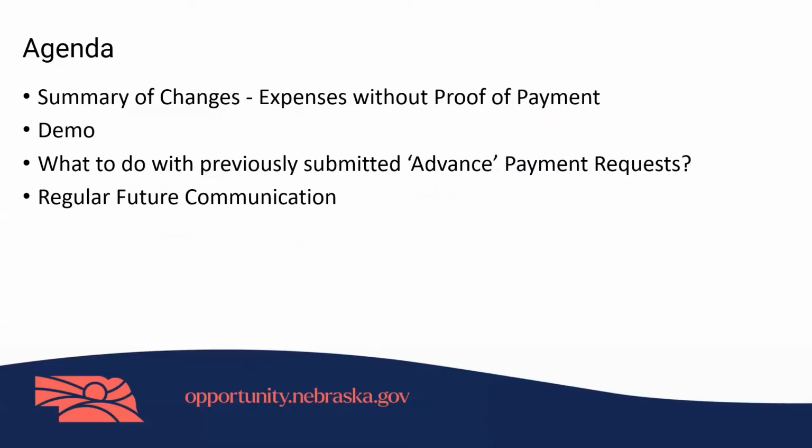Our agenda today is to go over the summary of the changes from what we had done before to what we're going to do now when you don't have proof of payment for your expense. Then we're going to do a demo so you can see the entire process. Then we'll go over, if you had done an advance in the past, how we're going to rectify those, and moving forward, how we're going to have better communication on getting proof of payment entered for your award.